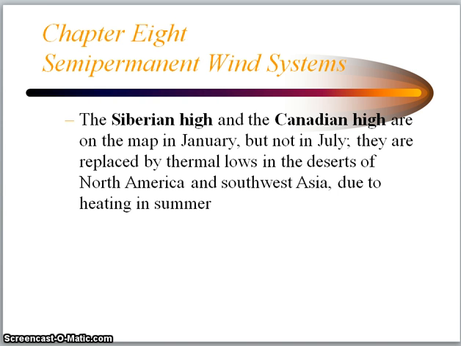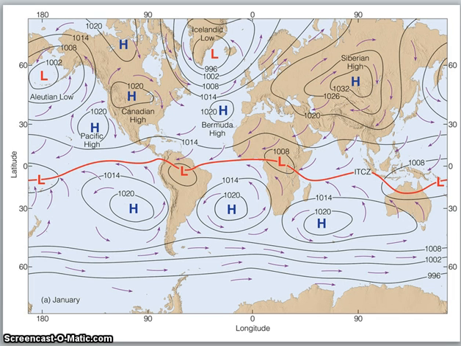And that, of course, is all, as I just mentioned, due to the heating in summer. So now we're looking at the average surface high and low pressure circulations in January. The red line connected with those lows near the equator is called the intertropical convergence zone, a line where a lot of thunderstorms occur on a daily basis. This is the pattern for January.